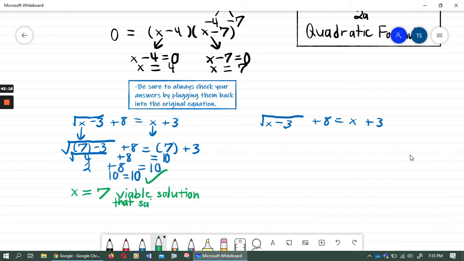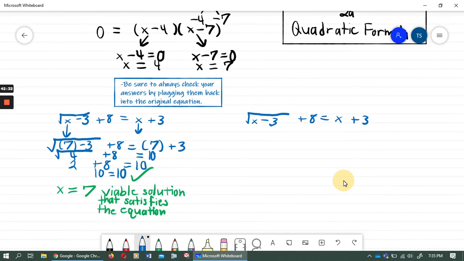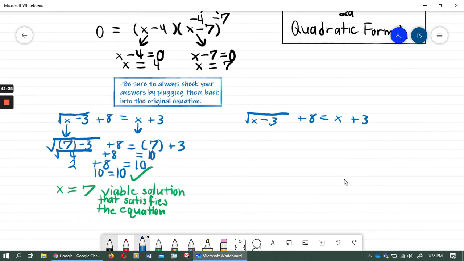That works. It satisfies the equation. It works. Check. Checkmate. All right. Let's do the same thing with the 4, folks. We need to plug in the 4 and make sure that works when we plug that in.